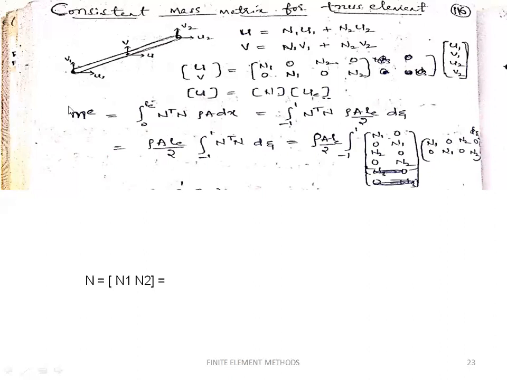The consistent mass matrix formula for any element can be defined as the integral from 0 to length of an element of n transpose into n into rho into a into dx, where n is the shape function matrix for the particular element, rho is density, a is area, and dx is the small elemental length. This dx is in the global coordinate system. This global coordinate system can be converted into the local coordinate system. The dx can be written as L by 2, length of an element by 2, into d zeta.